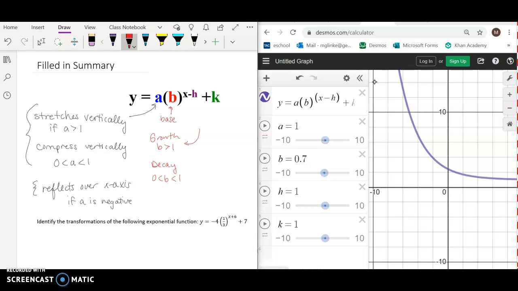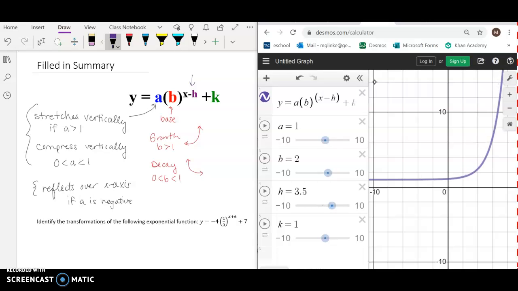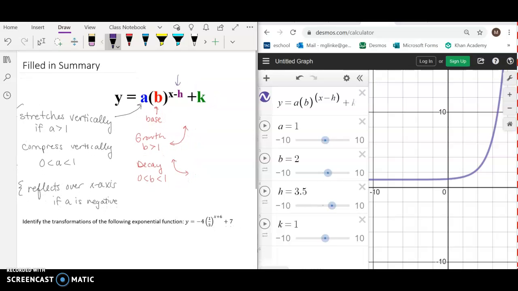Growth exponential functions look like that. They're increasing from left to right, and decay functions look like this. They are decreasing from left to right. So growth or decay. Now we're going to look at your h value. Your h value is up in the exponent here, so it's with the x. Notice if h is minus there, it's going to move to the right. So this is going to move the graph right if it is something like x minus 2 up there.